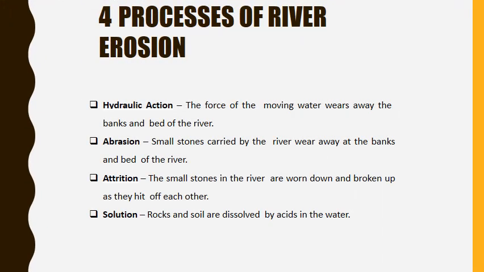Four processes of river erosion. Hydraulic action: the force of the moving water wears away the bank and bed of the river. Abrasion: small stones carried by the river wear away at the banks and bed of the river. Attrition: the small stones in the river are worn down and broken up as they hit off each other. Solution: rocks and soil are dissolved by acids in the water.